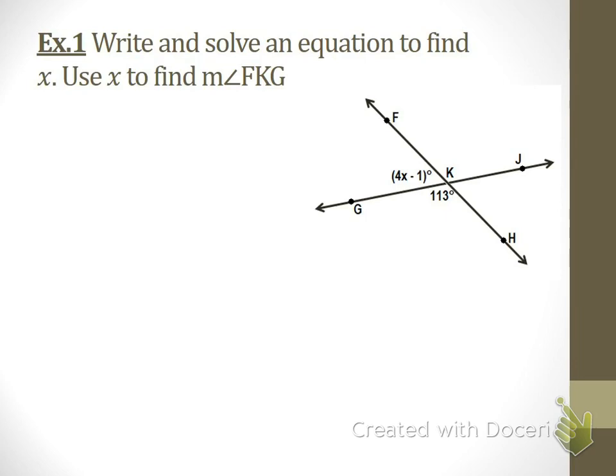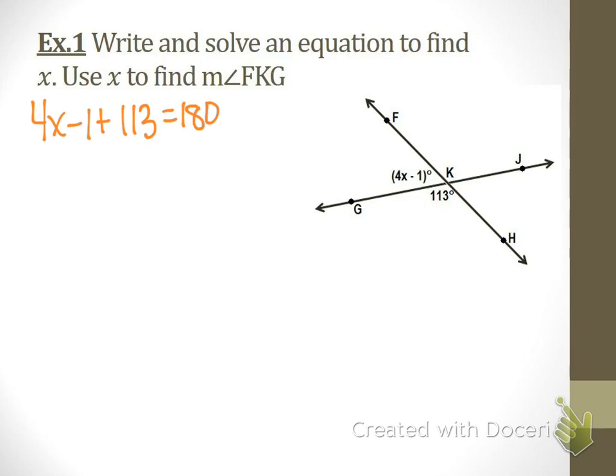Maje? 4x minus 1 plus 113 equals 180. Very good. These two angles form a linear pair. That means that they are supplementary. That means they add up to 180. 4x minus 1 plus 113 equals 180. We wrote our equation, now we have to solve it.